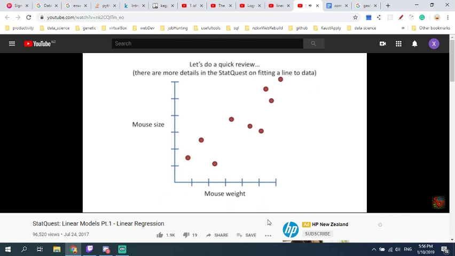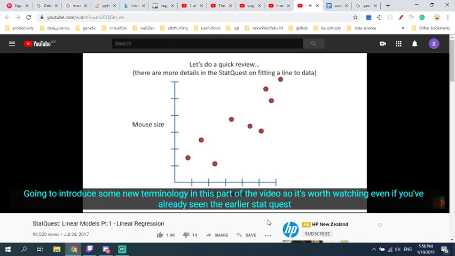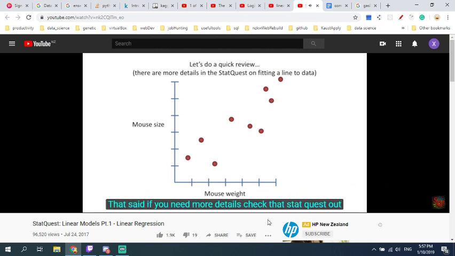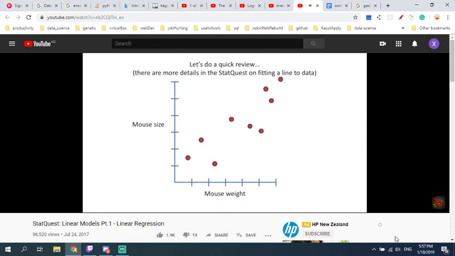In the StatQuest, fitting a line to data, we talked about fitting a line to data. Duh. But let's do a quick review. I'm going to introduce some new terminology in this part of the video, so it's worth watching even if you've already seen the earlier StatQuest. That said, if you need more details, check that StatQuest out.